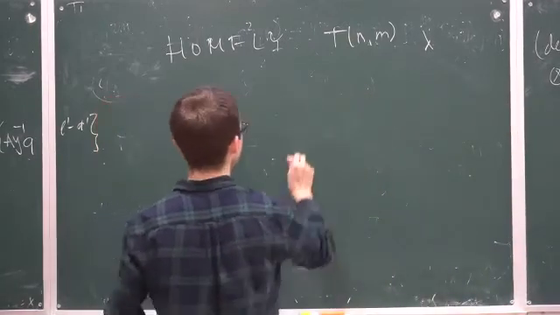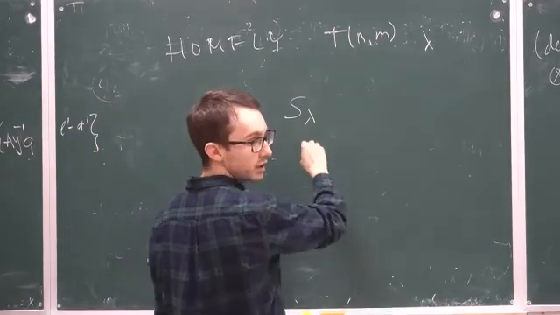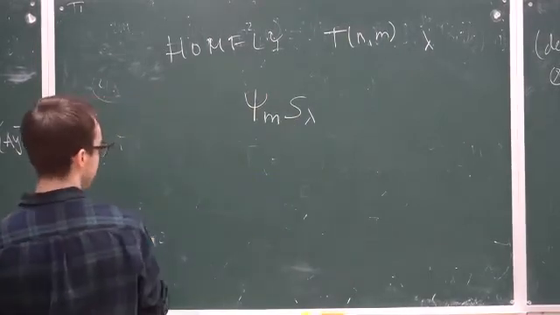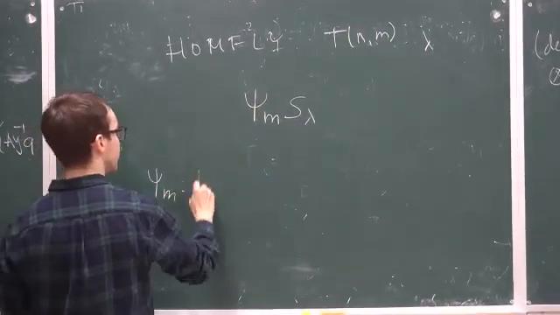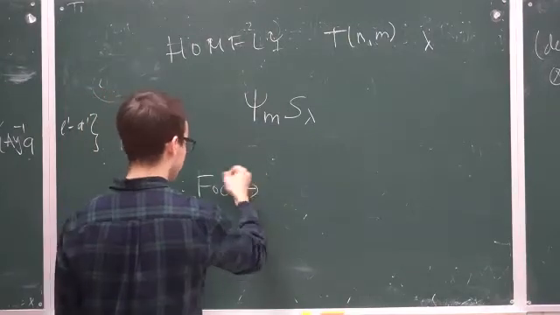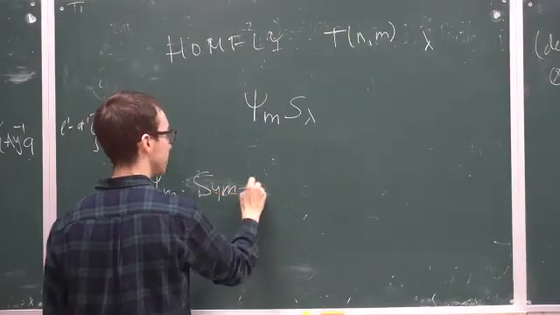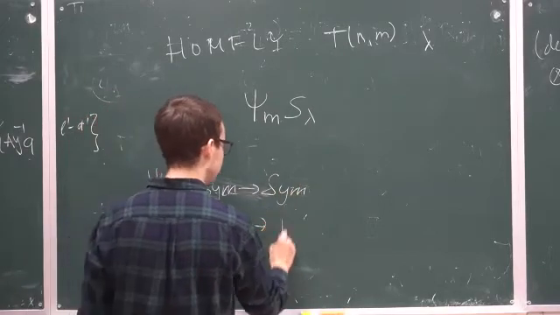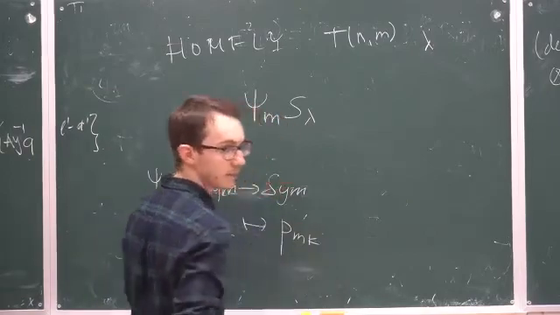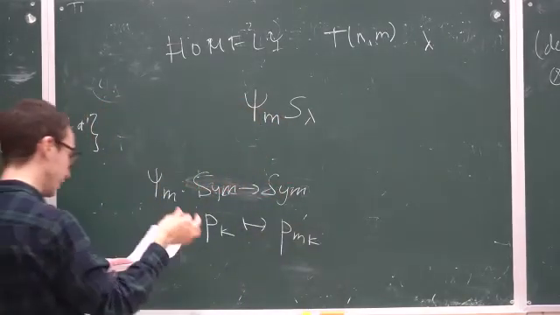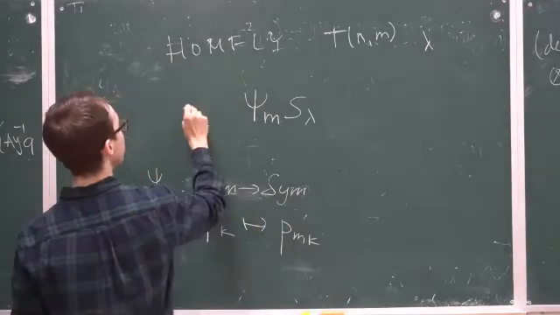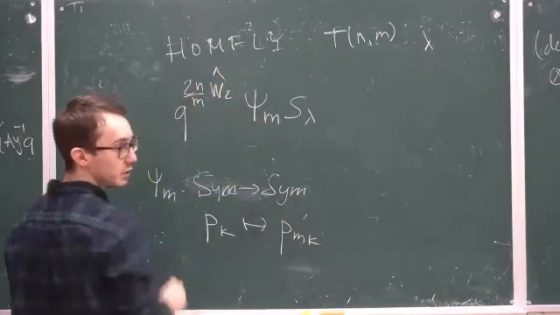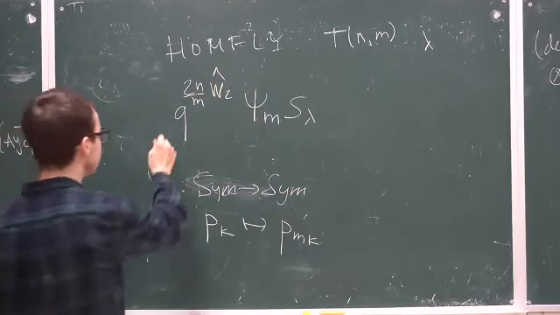The formula is the following. We take the Schur polynomial corresponding to lambda and apply Adams operation psi m. So psi m is an operation on the space of symmetric functions, and it maps p_k to p_{mk}. So we apply this, and then we apply the following operator, q to the 2m over m times w2, and w2 is the so-called cut-and-join operator.